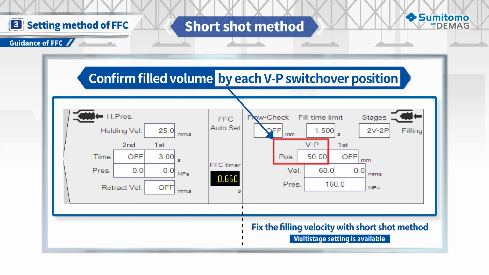This short shot method is a very important basic knowledge in injection molding, so let's take this opportunity to deepen your understanding. Now, let us show you the specific procedure for finding the appropriate VP switchover position. First, in order to exclude the influence of the holding pressure, let's assume that the pressure at the pressure holding process is 0 MPa.